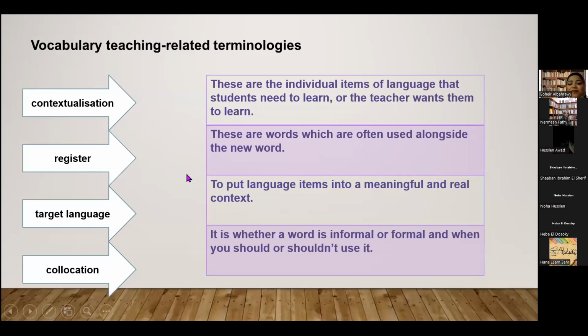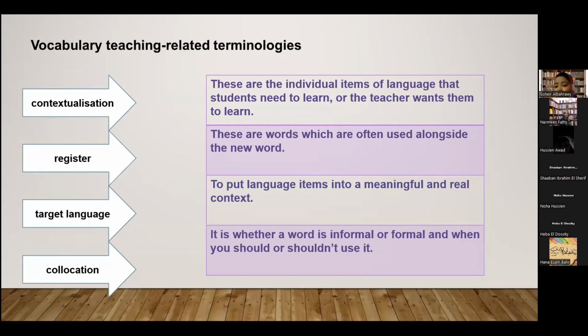The second definition: these are words which are often used alongside the new words. What do you think? Let's have an answer for the second definition. Yes, collocations, perfect. This is the correct answer, collocation.